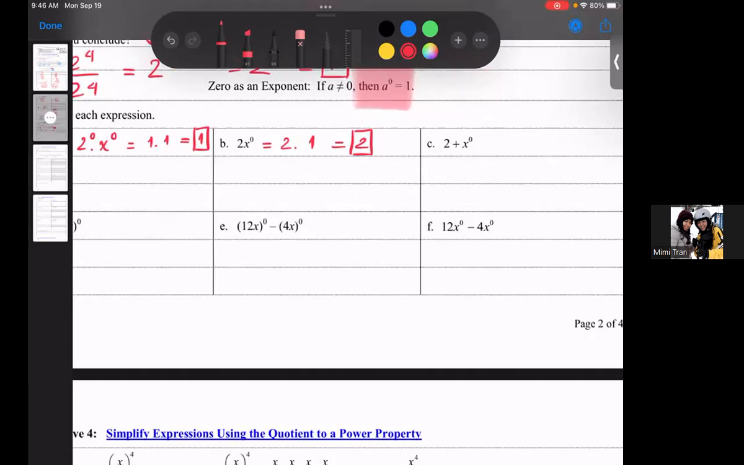C. Everybody got C right though. C is, yeah, 3. So 2 plus 1 is 3.